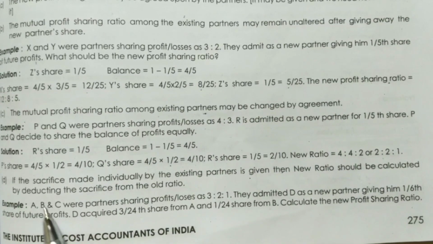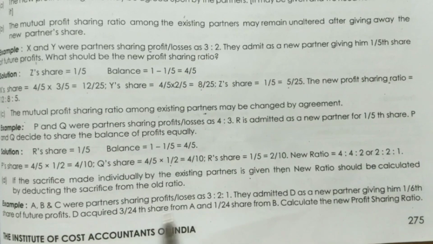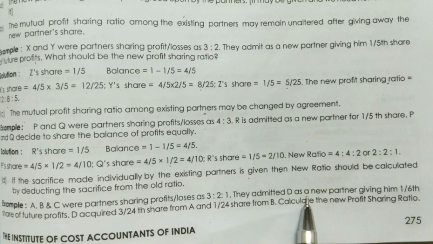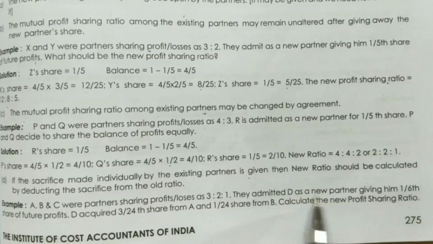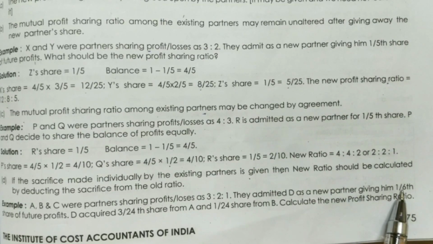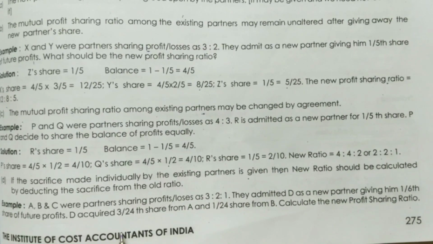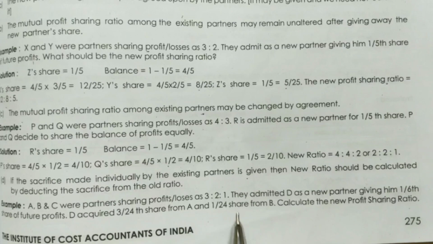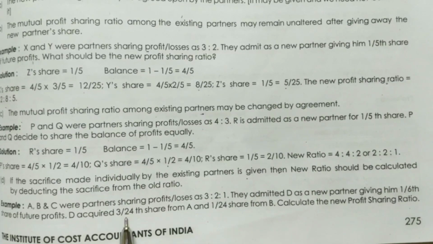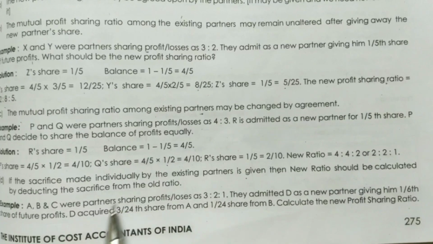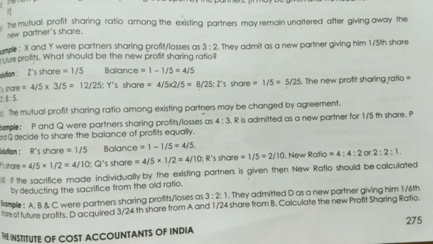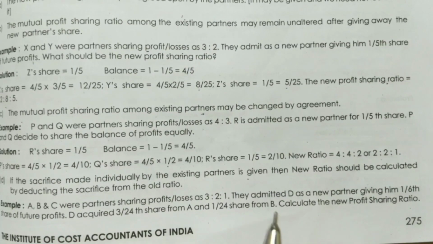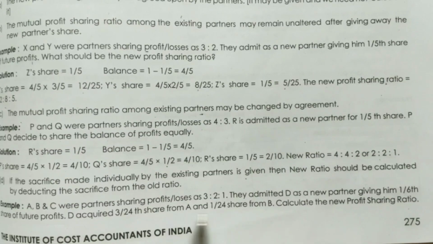For the admission of D, in order to give 1/6 of the future profit to D, A and B are sacrificing their 3/24 and 1/24 of share. So they have given us the sacrificing ratio, right? A's and B's sacrificing ratio is 3:1, right? So we can subtract this 3/24 and 1/24 from the old ratio. What is the old ratio of A and B? 3/6 and 2/6, right? So 3/6 minus 3/24 and 2/6 minus 1/24.